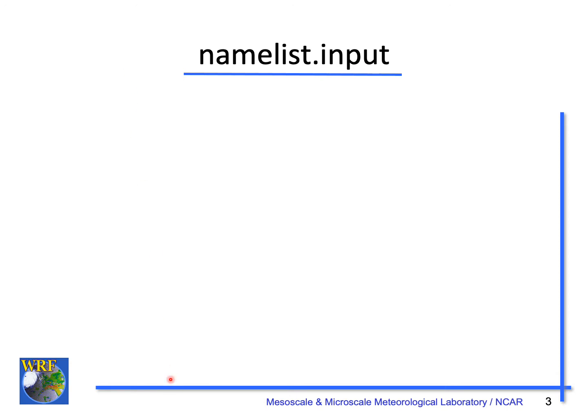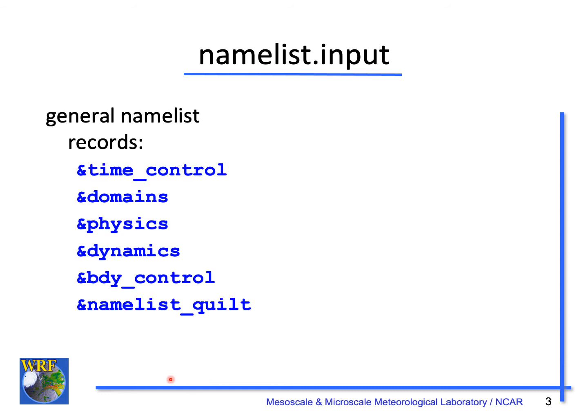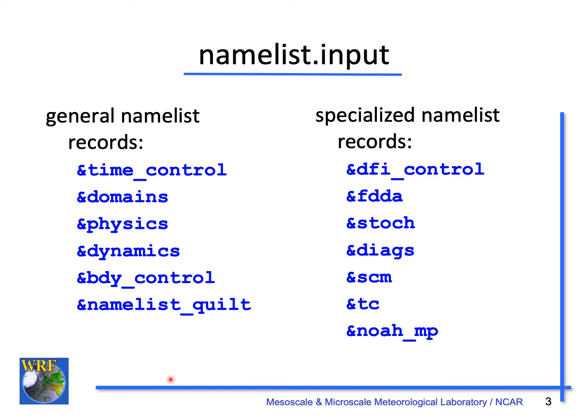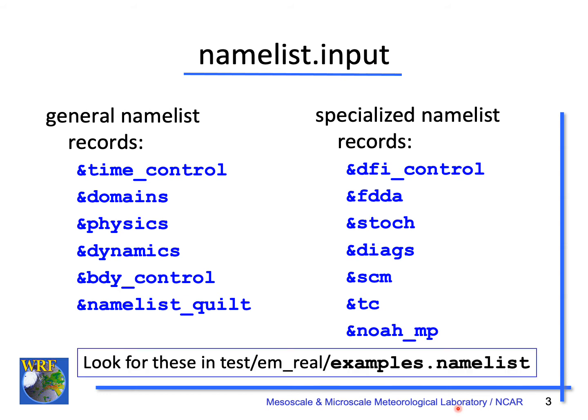Most of the namelists we have talked about so far are the namelist records listed here. There are other namelist records for special applications, such as those listed here. For example, if you've gone through the WRF nudging talk, the relevant namelists are defined in namelist FDDA. We are going to cover some of this in this talk, and also namelists we have not mentioned previously in other namelist records. If you need to use any of these namelists, find them from the file examples.namelist in the test em_real directory.